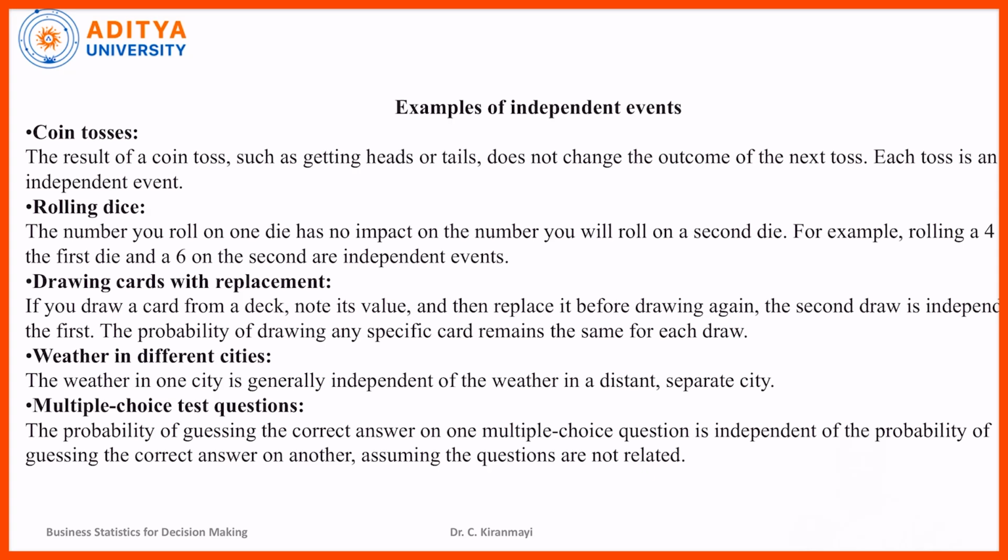For example, consider the weather condition in 2 cities. The weather condition in one city is not going to impact the weather condition of the other city. So, the weather conditions in 2 different cities are independent events.